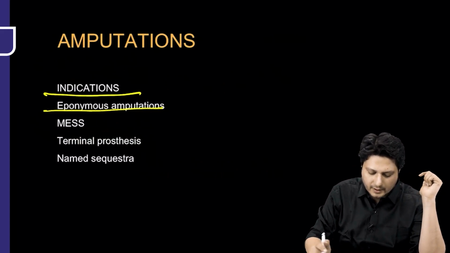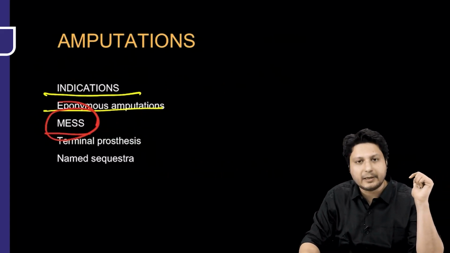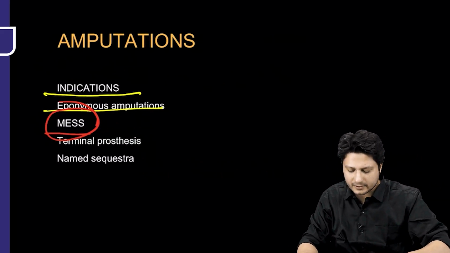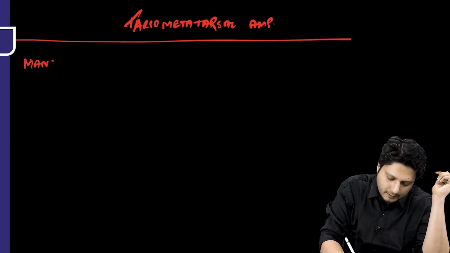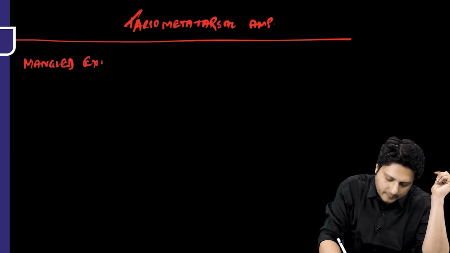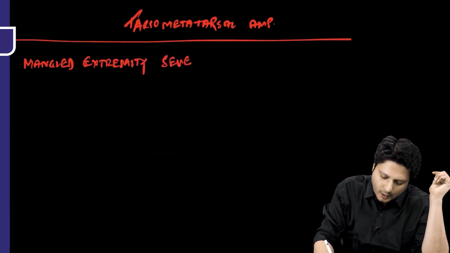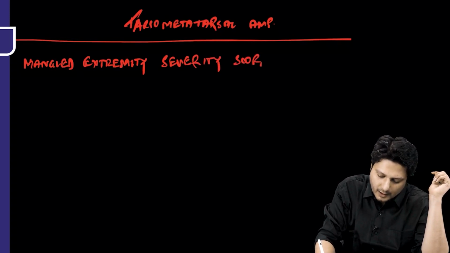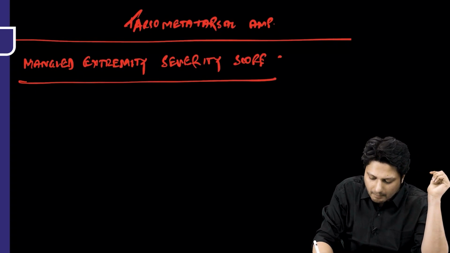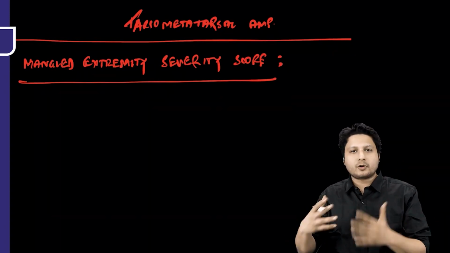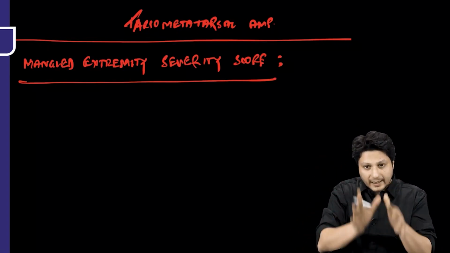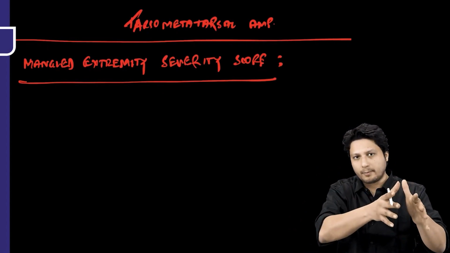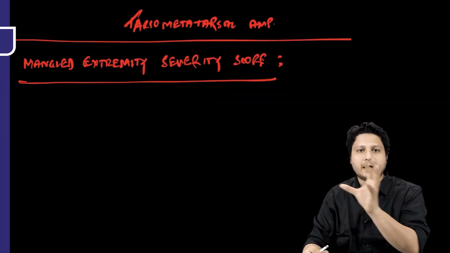Next category is a topic which is known by the name of MESS, M-E-S-S. What is MESS? It is mangled extremity severity score. Now, what is the importance of this severity score? First of all, imagine a patient is coming to you with a massively injured lower limb, and you have to decide whether to perform amputation or not. Then the score which is used to decide whether to go for limb salvage or to perform an amputation is predicted by the mangled extremity severity score.